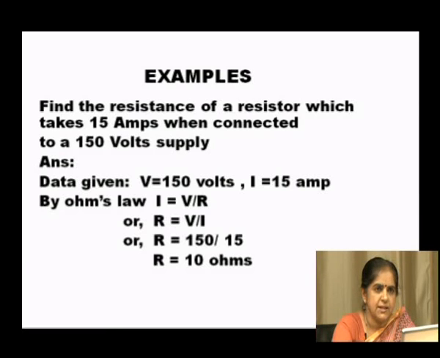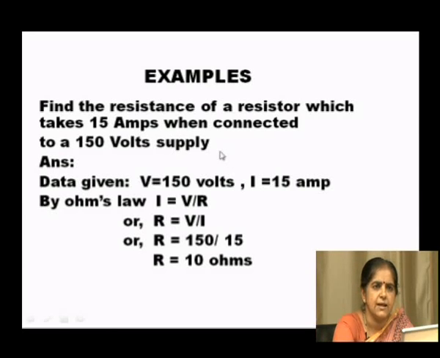Let us look into this example, that is, find the resistance of a resistor which takes 15 amperes when connected to a 150 volts supply. So, in this case the two parameters are given, that is the current as well as the supply voltage. So, with this information what we have to do? We have to find the resistance of a resistor which takes current of 15 amperes with the applied voltage of 150 volts. How to find the resistance?